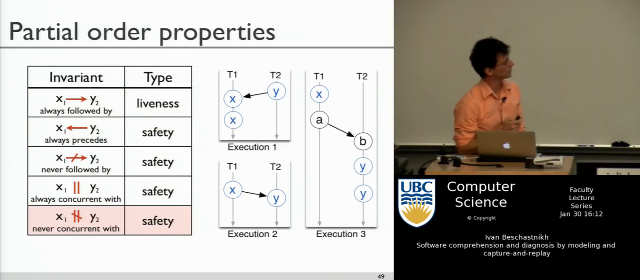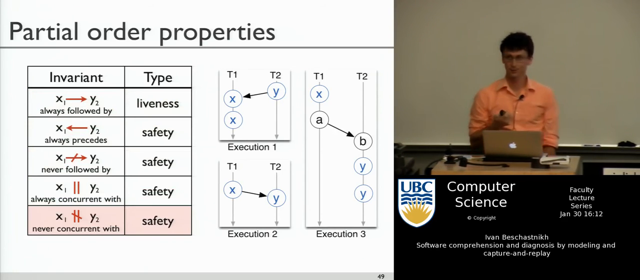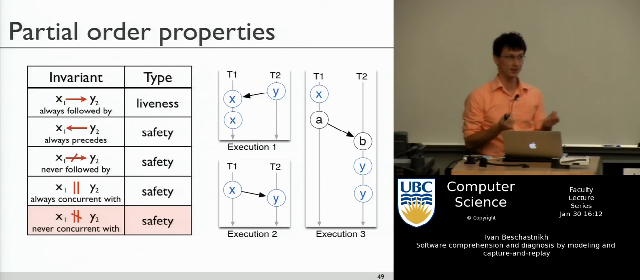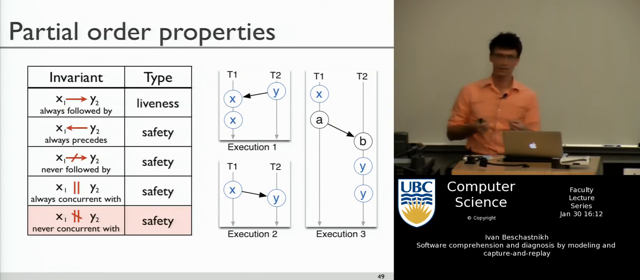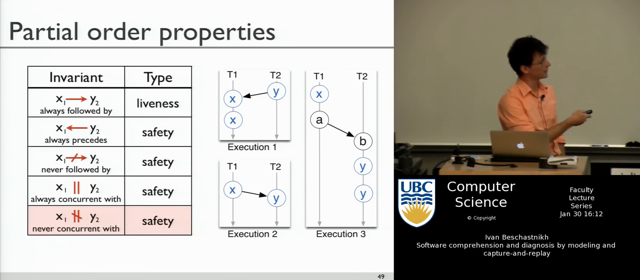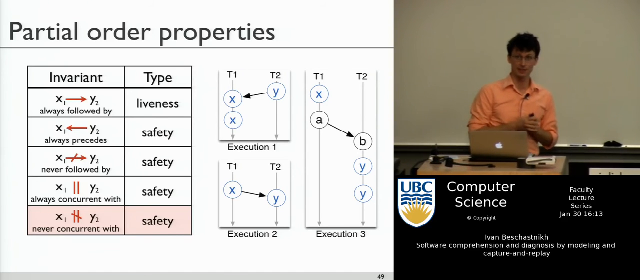As another example, here's a property that has to do with concurrency, and it says X1 is never concurrent with Y2. You would mine this property whenever you have a total order relationship between X1 and Y2 for all executions. So they're never concurrent. There's always some kind of dependency between the two, but you don't know the direction. It's not that X always precedes Y, and it's not that Y always precedes X. There's always a relation, but you don't know which way it's pointing. So here, Y is followed by X. Here, X is followed by Y. Here, X is followed by Y again. So you mine all of these properties, and then you want to derive a finite state machine that satisfies all of them. That's the process.